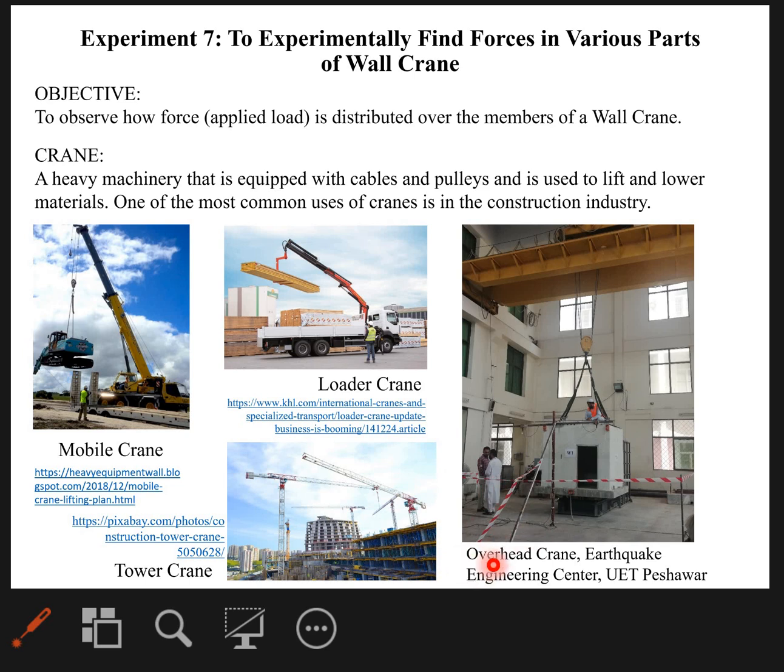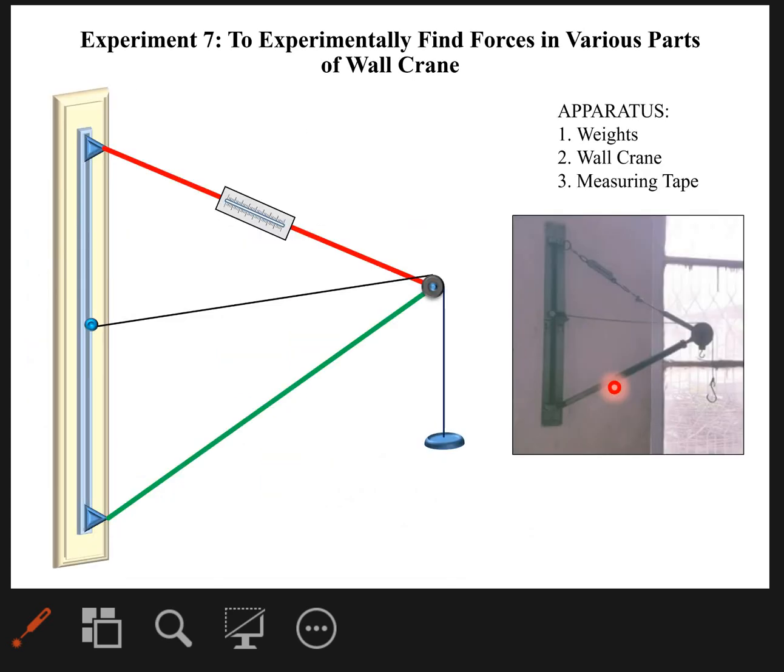In the last image you can see an overhead crane which you might have seen in the earthquake engineering center. This overhead crane is used to carry specimens or heavy models from one place to another within the lab. So for performing this experiment you will be needing weights, a wall crane and a measuring tape.